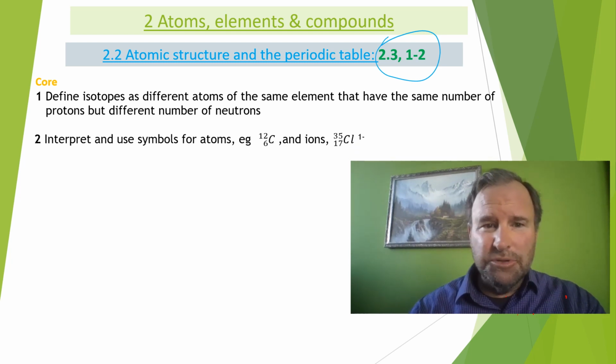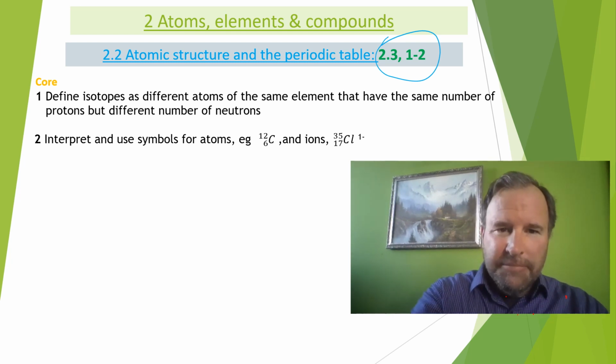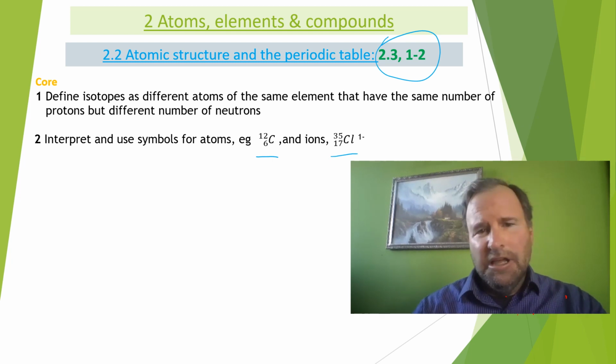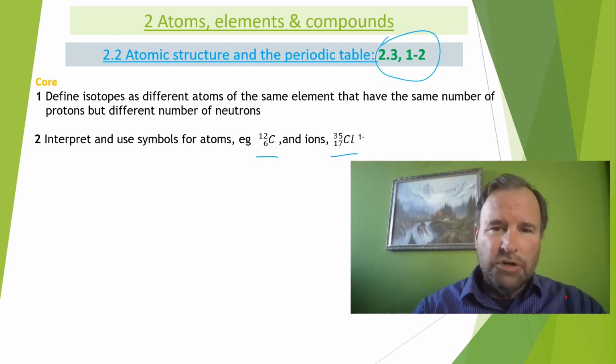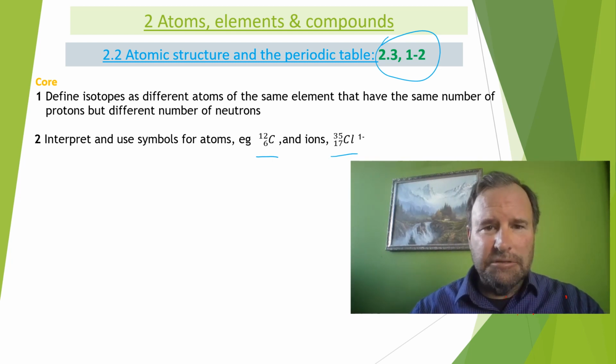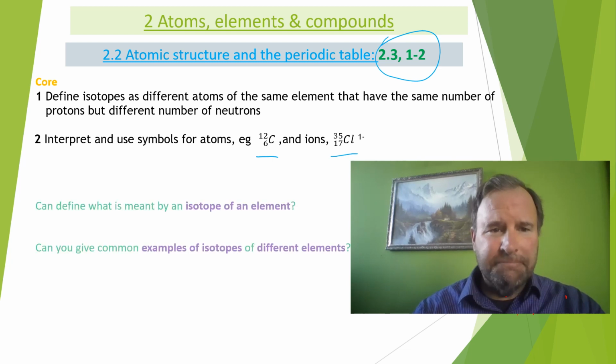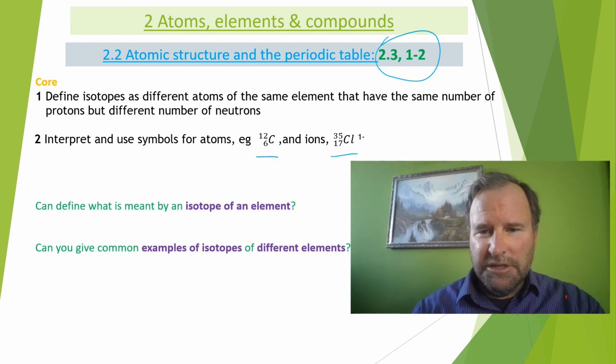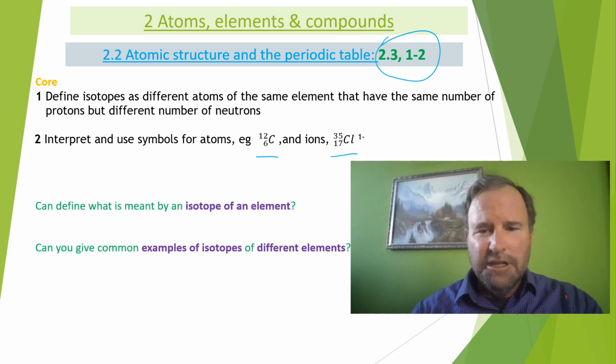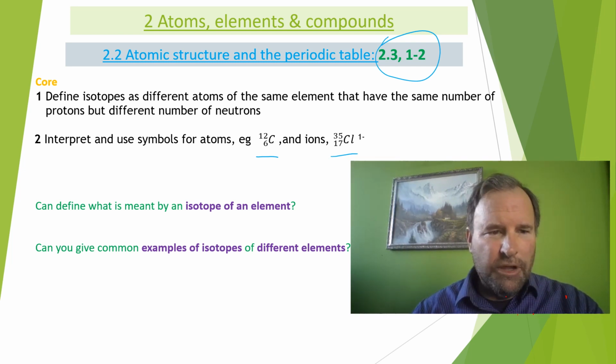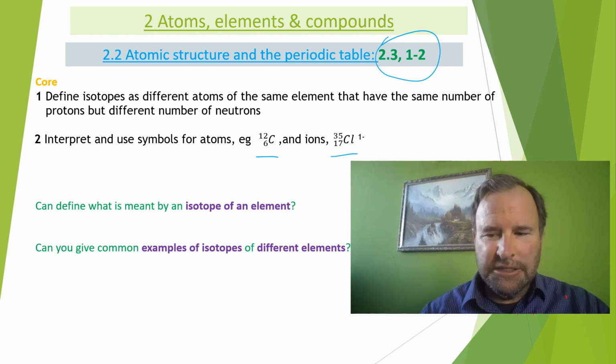Interpret and use the symbols for atoms. This one here is an atom, an element of carbon, and this one here is an ion called the chloride ion. We'll look at how we interpret how many of each of those separate particles are in those atoms. First of all, let's have a look at a few questions. We want to pose some questions just to get ourselves warmed up, and then hopefully we can work our way through confidently in the next couple of minutes.